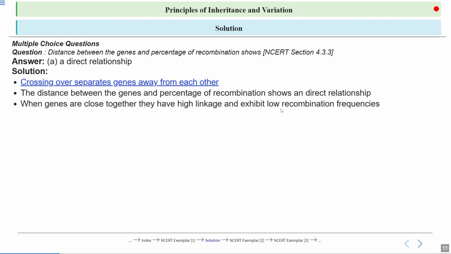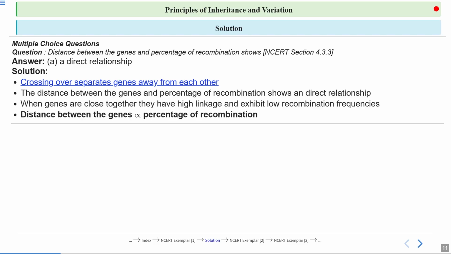Okay, so when genes are closely related, when they are placed close to each other, when the distance between the two genes is less, then they will show high linkage and they will exhibit low recombination frequencies, or the percentage of recombination will be less. Clear? So you can say the distance between the genes is directly proportional to the percentage of recombination.